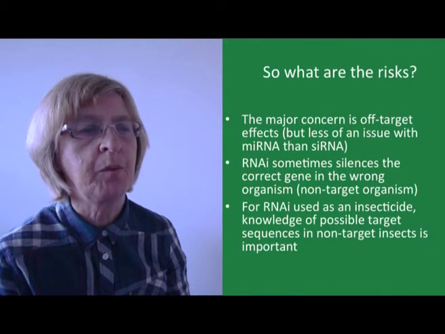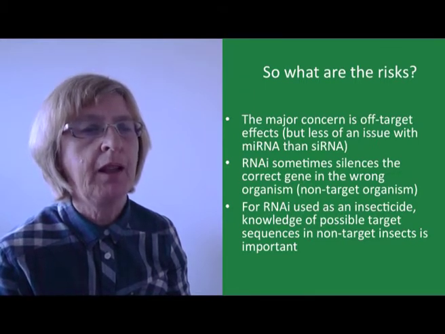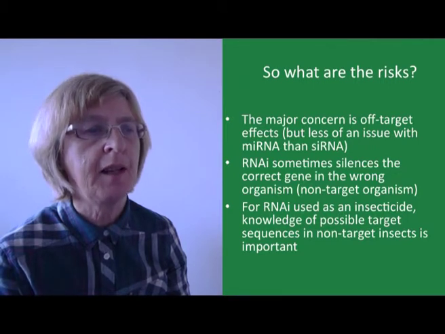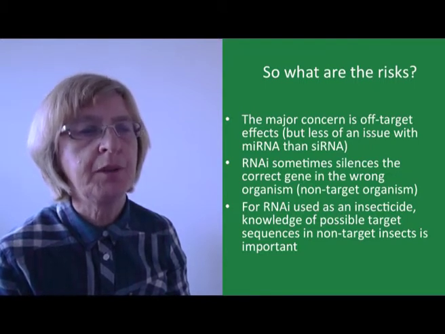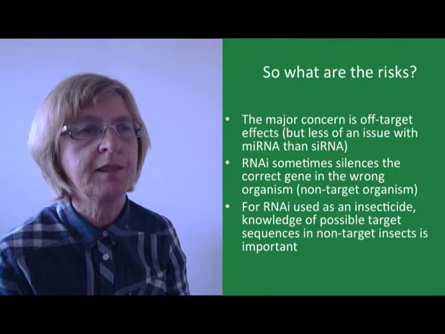So, are there any risks that we need to be concerned about? Well, one major thing to look out for is off-target effects, though this is less of an issue with microRNA than with short interfering RNA. One problem is that RNAi can potentially silence the correct gene in the wrong organism. So, for instance, this would be a problem if RNAi targeted against an insect pest silenced a gene in a non-target or beneficial insect. For this reason, where RNAi is to be used as an insecticide, knowledge of possible target sequences in non-target insects is important.